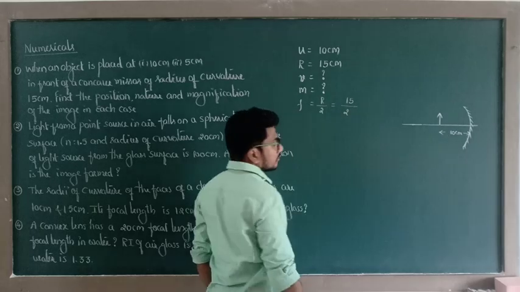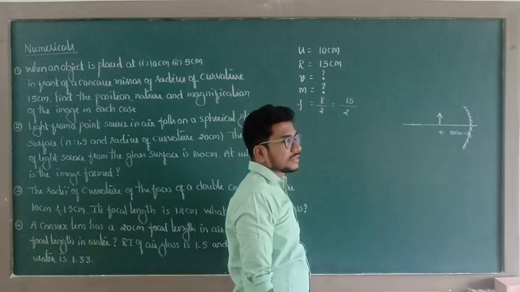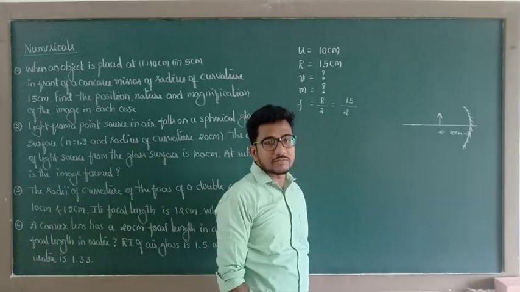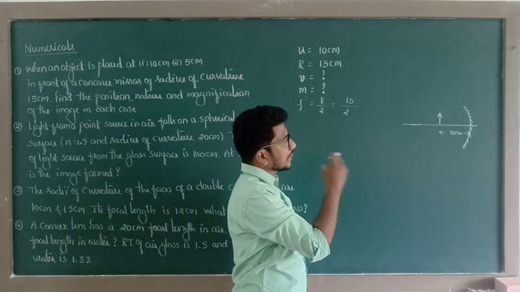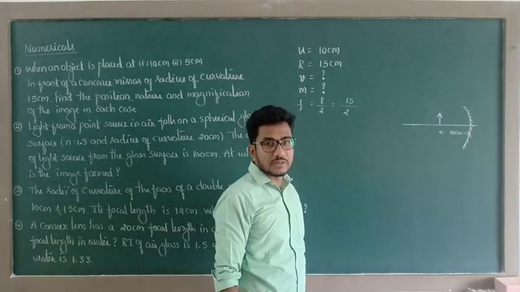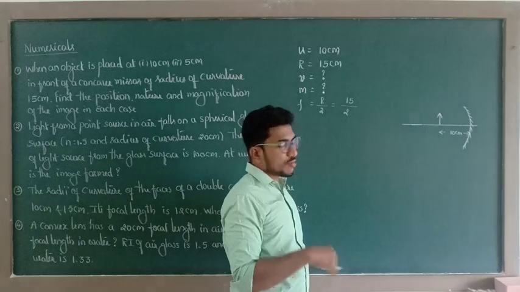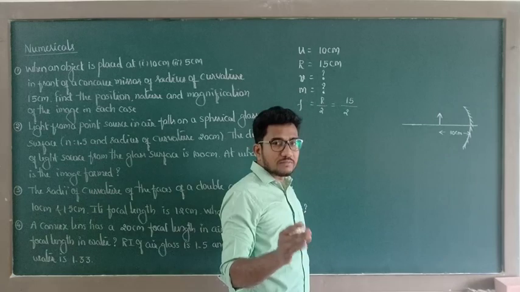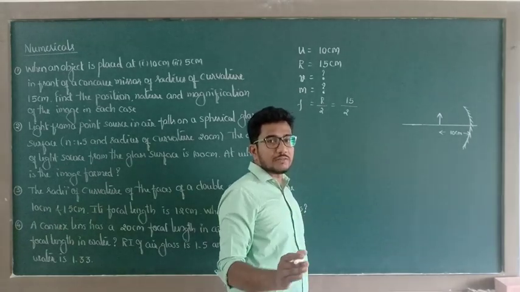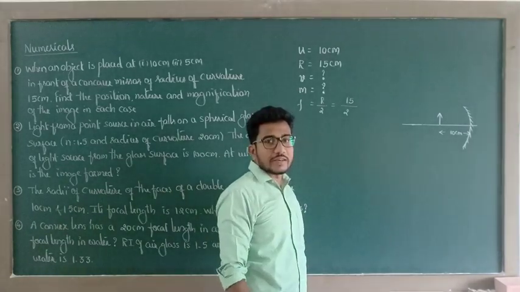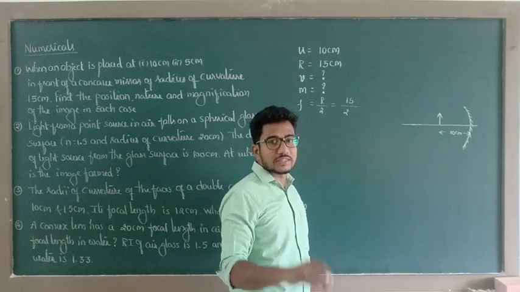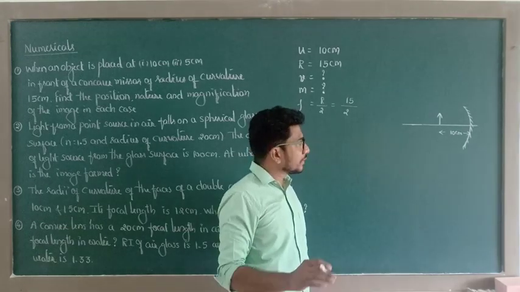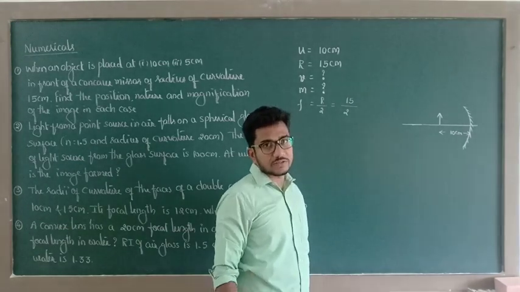divided by 2. See here, according to Cartesian sign convention, all distances are measured from the pole along the principal axis. Distances measured in the direction of incident light are taken as positive, distances measured in the direction opposite to incident light are taken as negative, upward distances measured perpendicular to the principal axis are taken as positive, and downward distances measured perpendicular to the principal axis are taken as negative. So we know that these are Cartesian sign conventions.